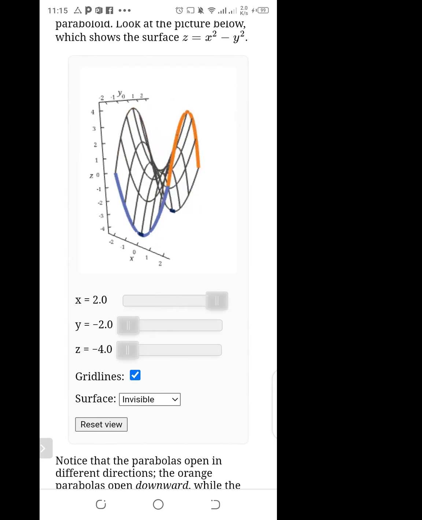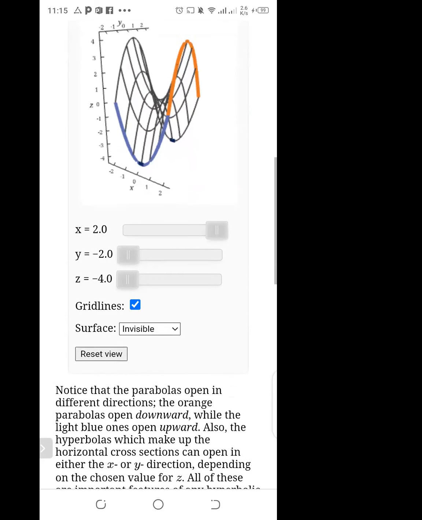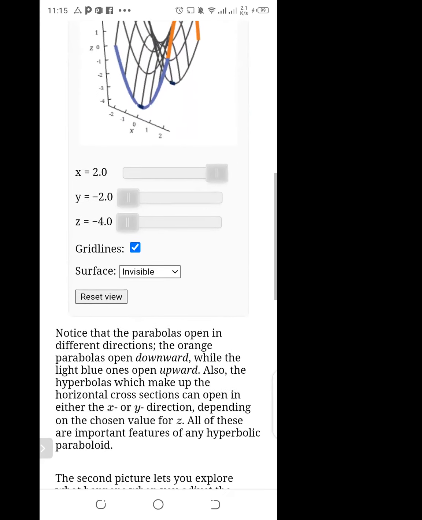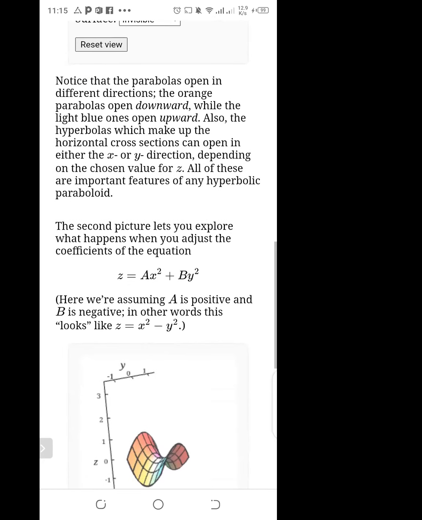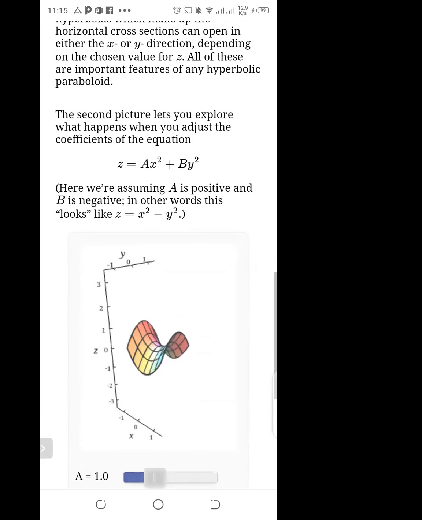Does this help? Does this make sense? Do you have any questions? Does help very much. Thank you. Okay, let's see another one.